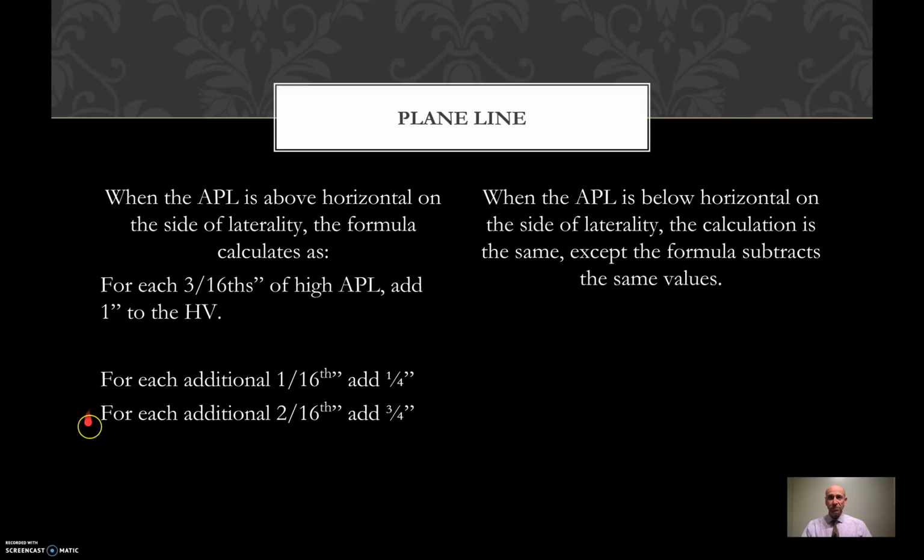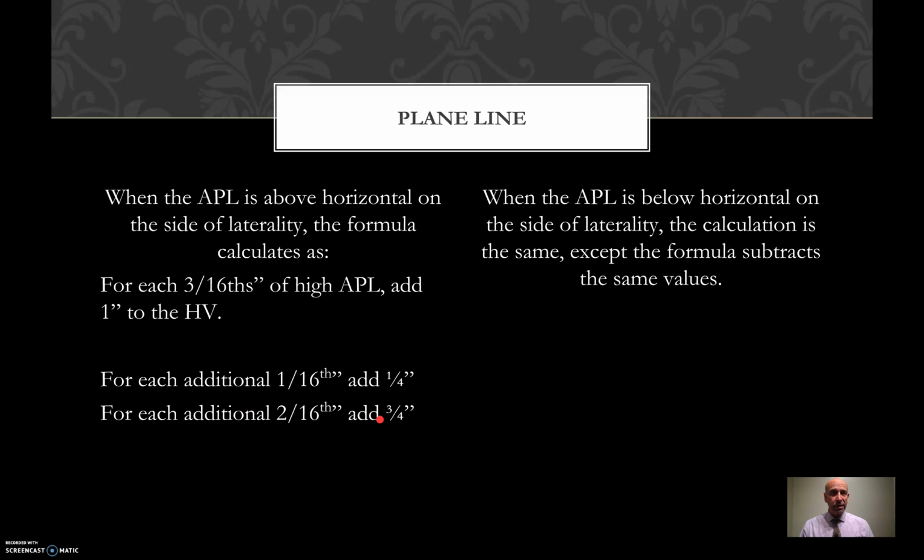And this is kind of a messy formula, but that's how it was in the analog world, and this is how this was developed. Now, when the APL is below horizontal on the side of laterality, the calculation is the same, except the formula subtracts the same values. So it would read, for each 3/16 of low plane line, subtract 1 inch from the height vector. And then for each additional 16th, subtract 1/4, and for each additional 2/16, subtract 3/4.